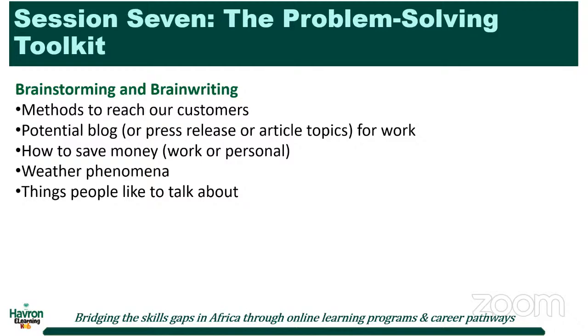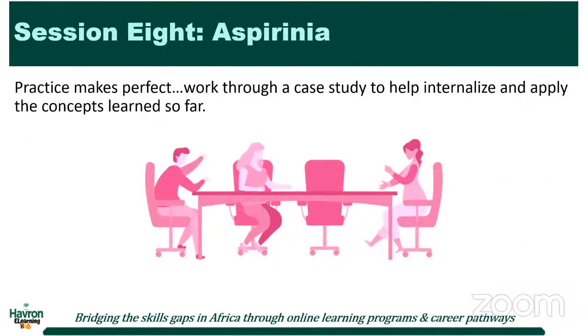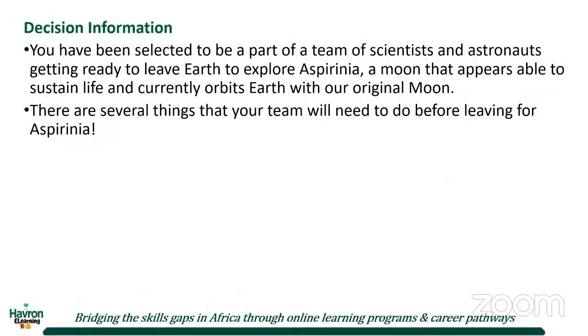So we have a random word method. Do not reinvent the wheel. Do something different. Then the next is another section. Once again, they say practice makes perfect when learning new skills. In this section, you will walk through a case study that will help you internalize and apply the concepts learned so far. The case study here, we are going to skip it.